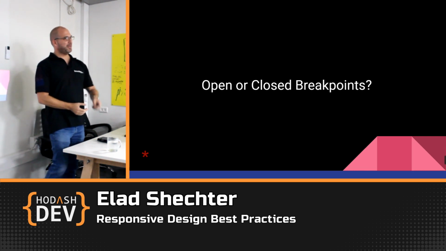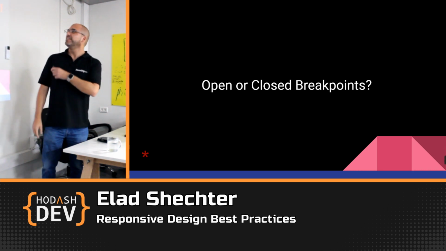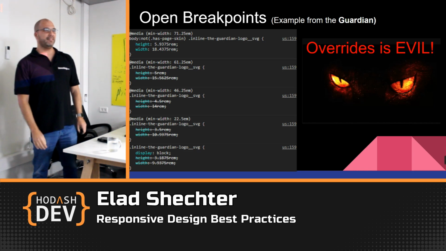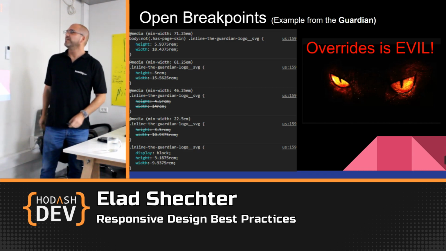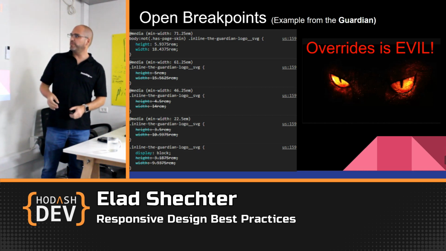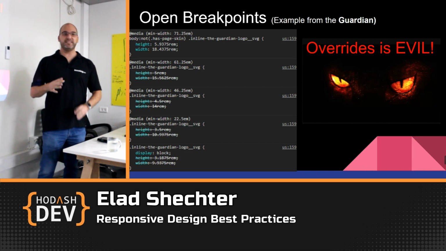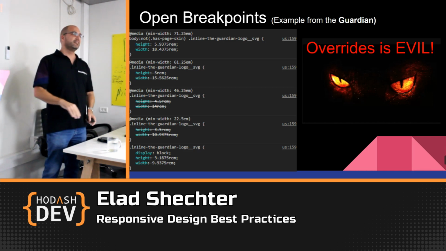Let's talk about open. This is a real example of the Guardian website. I think one of the web developers that created it is very good in CSS. I think Peter or something. I don't remember exactly his name. The Guardian website was one of the first amazing websites in responsive web design. Really amazing, really good website.